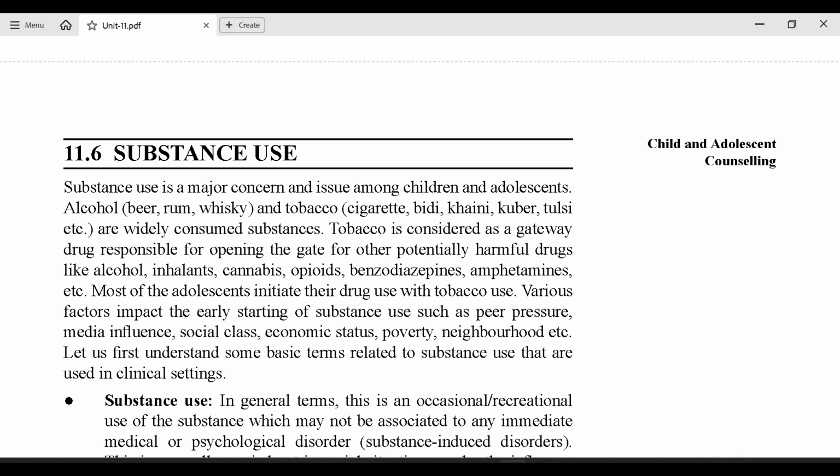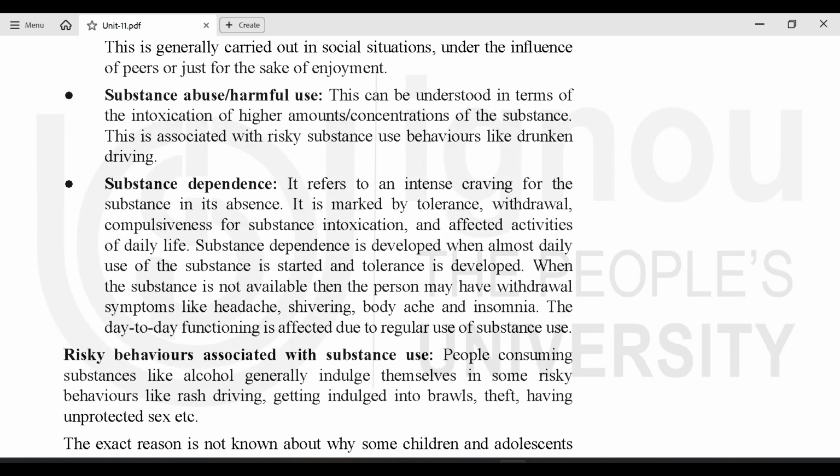Various factors impact the early starting of substance use such as peer pressure, media influence, social class, economic status, poverty, neighborhood etc. Let us first understand some basic terms related to substance use that are used in clinical settings. Substance use, in general terms, is an occasional or recreational use of the substance which may not be associated to any immediate medical or psychological disorder, substance-induced disorders. This is generally carried out in social situations, under the influence of peers or just for the sake of enjoyment.